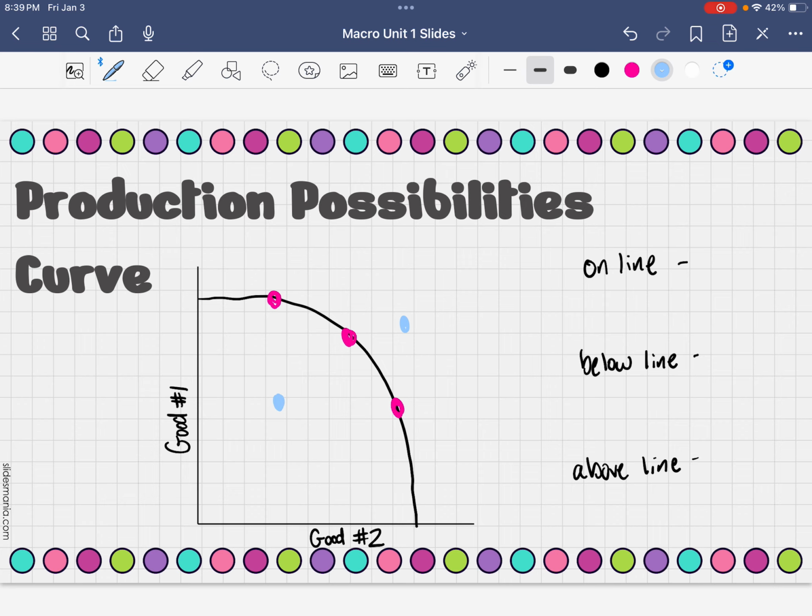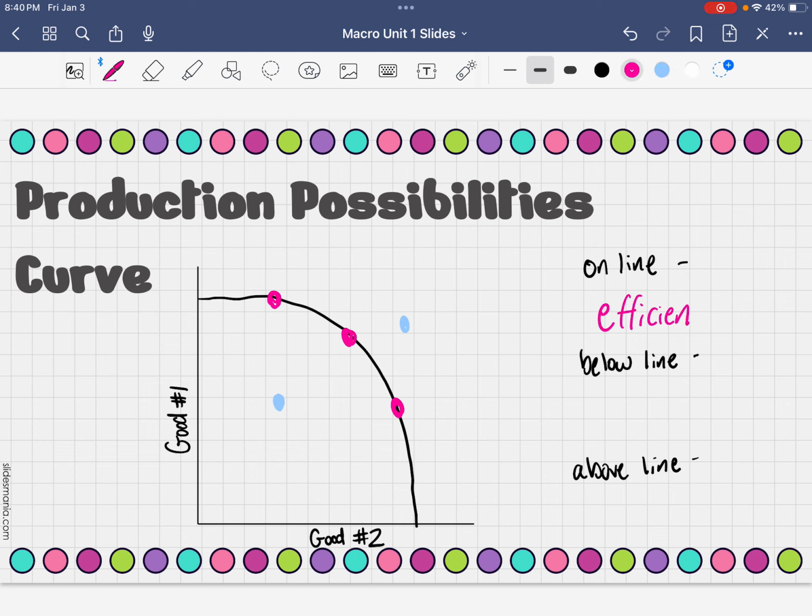So anything on the line, any point on the line of the production possibilities curve means that we are producing efficiently. We're just making different choices. This is like a half and half choice. This is more of good 2, less of good 1. This is more of good 1, less of good 2. But we are using all of our resources. We don't have a high unemployment rate. We have what's called a natural rate of unemployment here, which in America, the natural rate is about 3 to 5%. We'll get to that in a later unit. So anything on the line is going to be considered efficient.